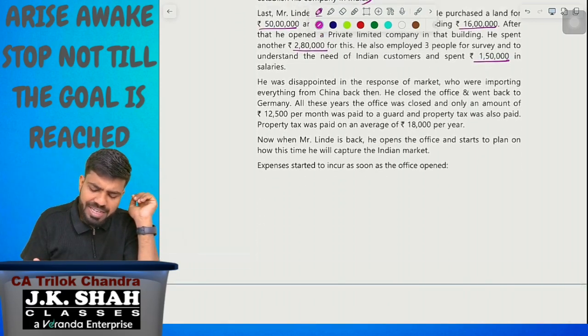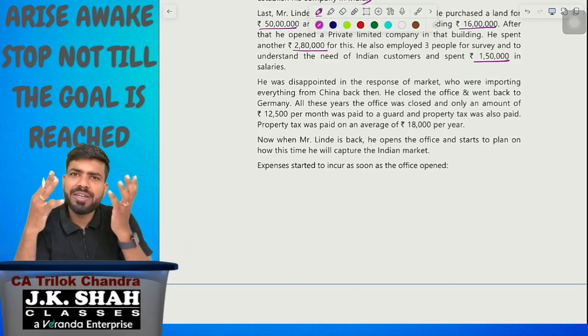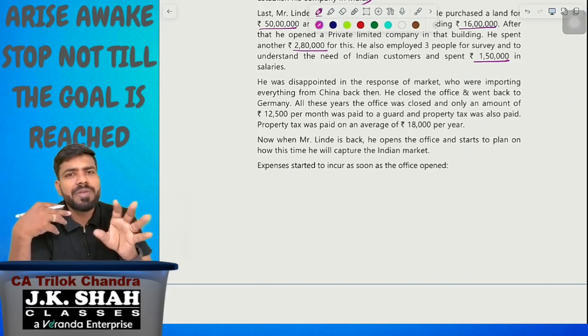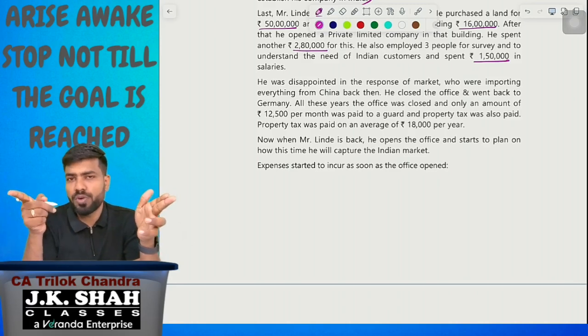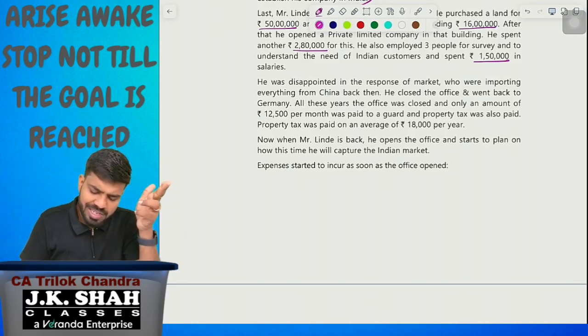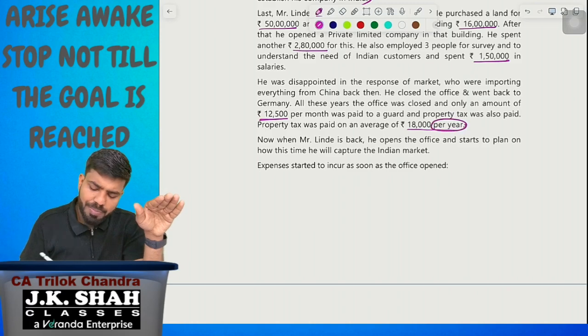He was disappointed in the response of the market, who were importing everything from China back then. He closed the office and went back to Germany. After spending all this, he understood that the Indian market was not going to suit him. All these years, from 2012 to 24, the office was closed and only an amount of 12,500 per month was paid to the guard, and property tax was also paid. Property tax was paid on average 18,000 per annum, whereas the security guard is getting 12,500 per month.